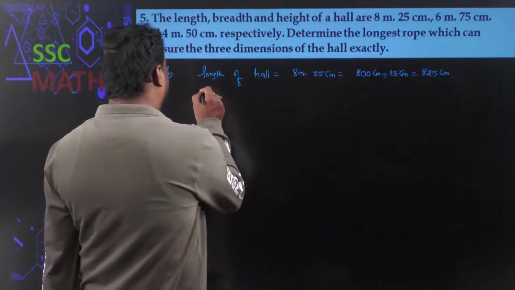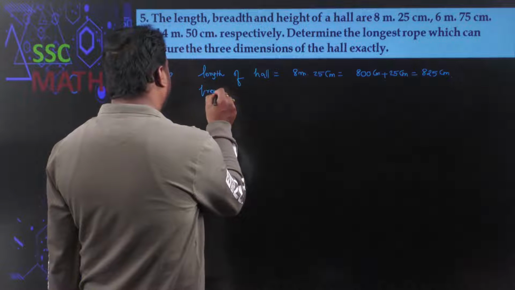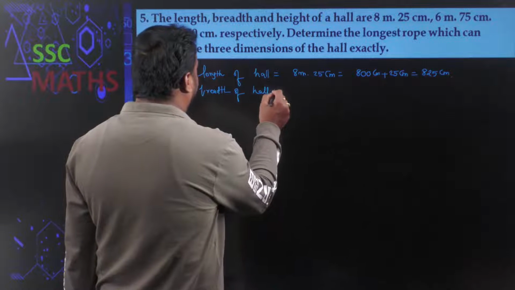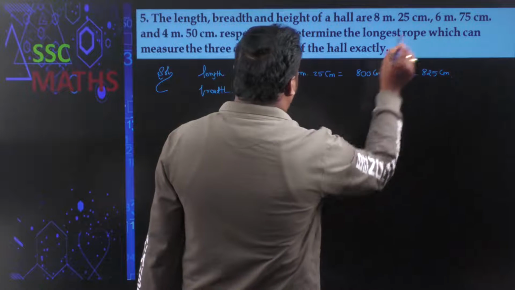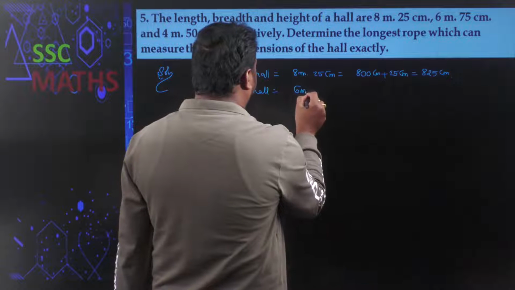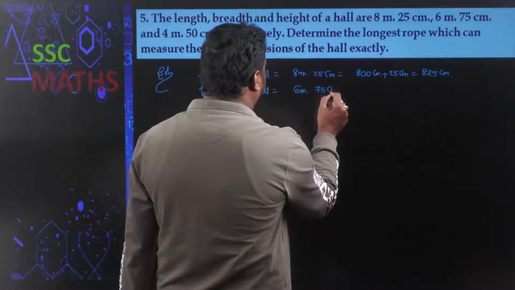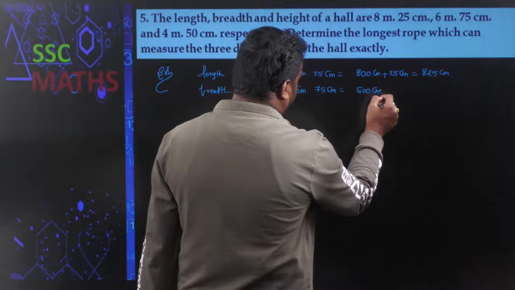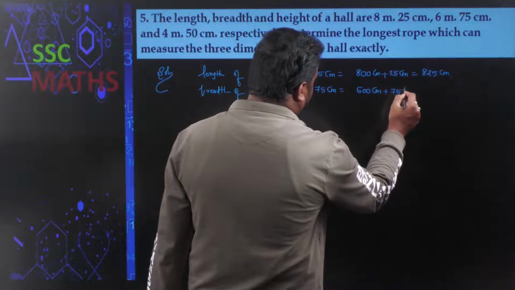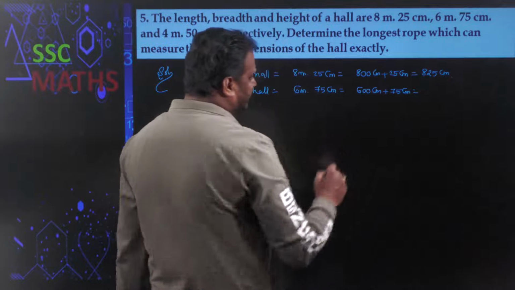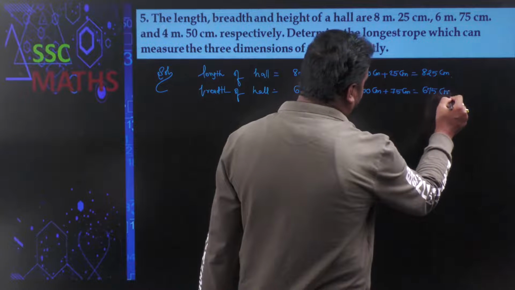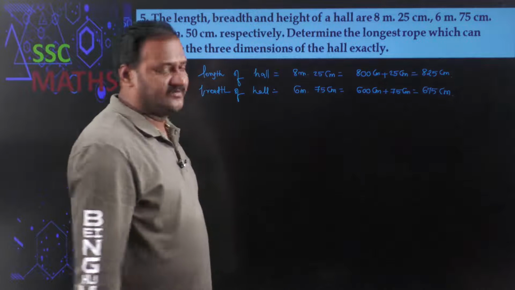And what is the breadth of the hall? The breadth of the hall is 6 meters 75 centimeters. 6 meters means 600 centimeters plus 75 centimeters. So 600 plus 75 is 675 centimeters, the breadth of the hall.